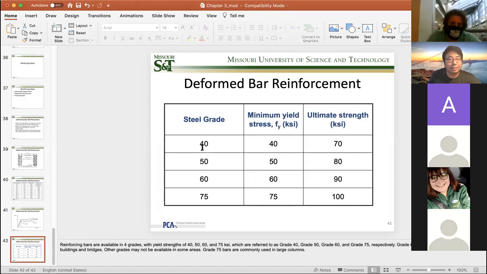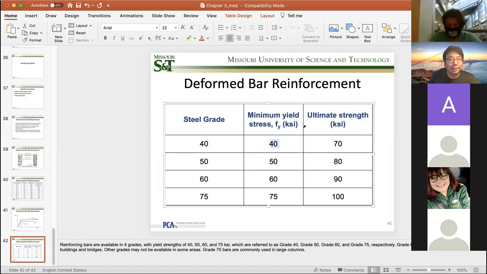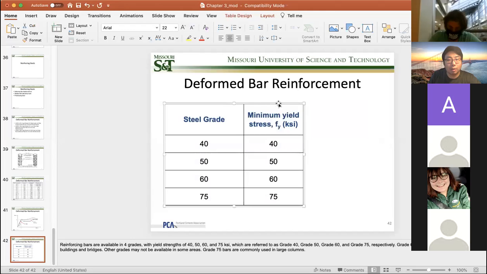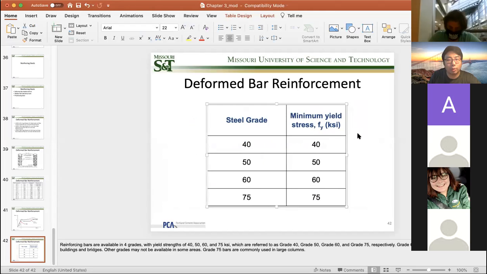If the grade is 40, that means I have a minimum yield strength of 40 KSI. The ultimate strength is 70 KSI, but I'm going to save you the trouble. Just go ahead and delete this. All you need to know for the reinforced concrete structure course is the yield strength, Fy. So grade 40 means 40 KSI, grade 50 is 50 KSI, grade 60 is 60 KSI, and grade 75 is 75 KSI.